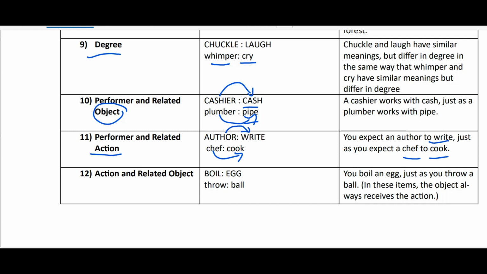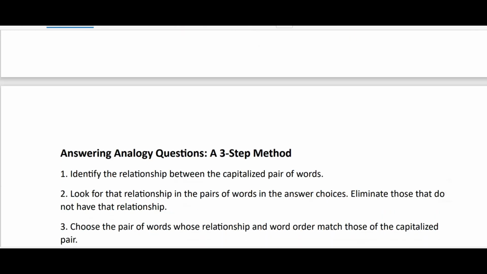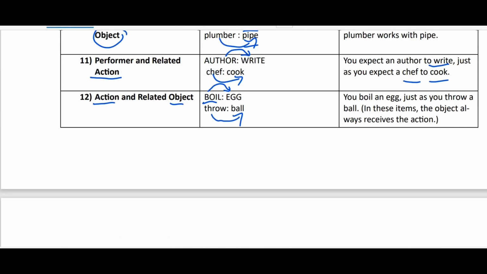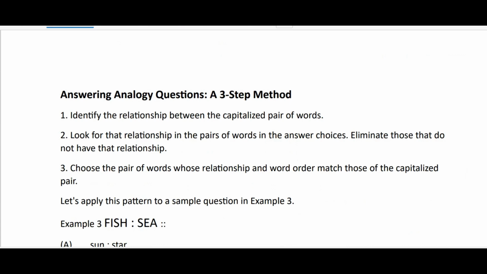Action and related object, like boil. So here we have an action, like boil, and we have the related object. We boil what? We boil the egg. Like we throw. This is the action. Throw what? The object, the ball. So we throw the ball. So you boil an egg just as you throw a ball. So these are the most familiar relationships in word analogy. And now we will see how to answer an analogy question.